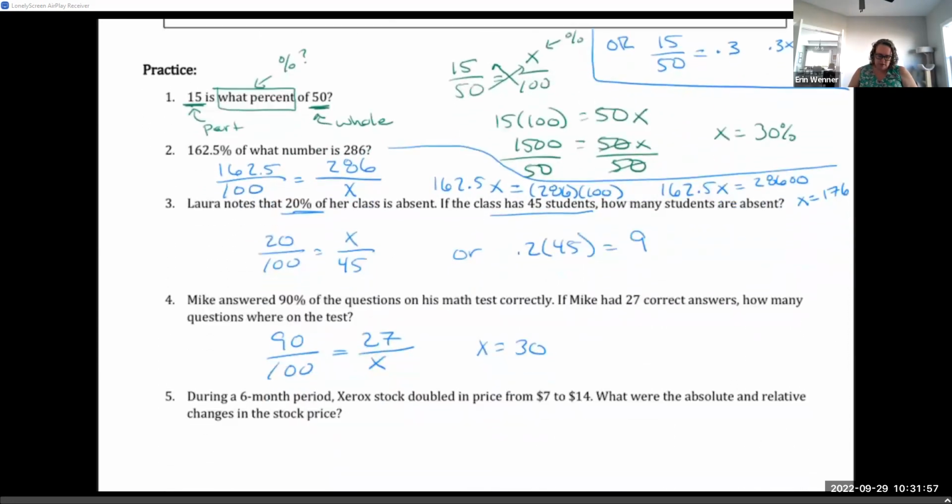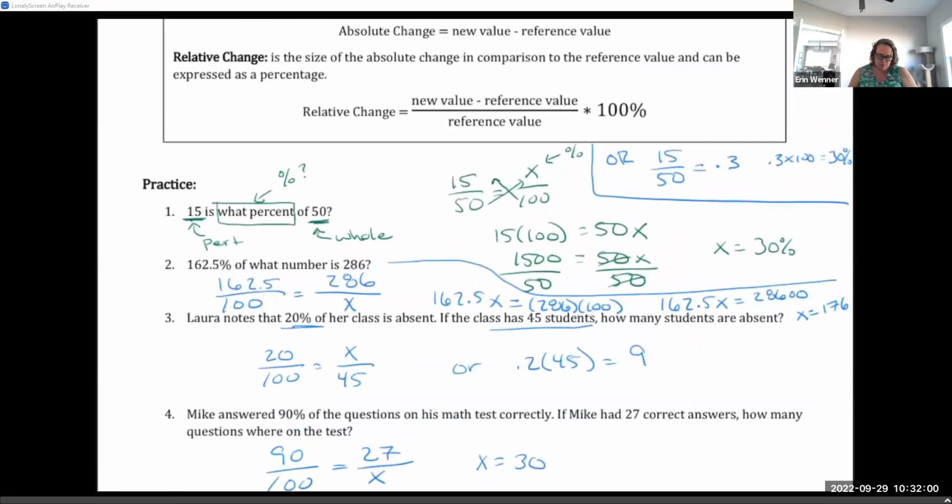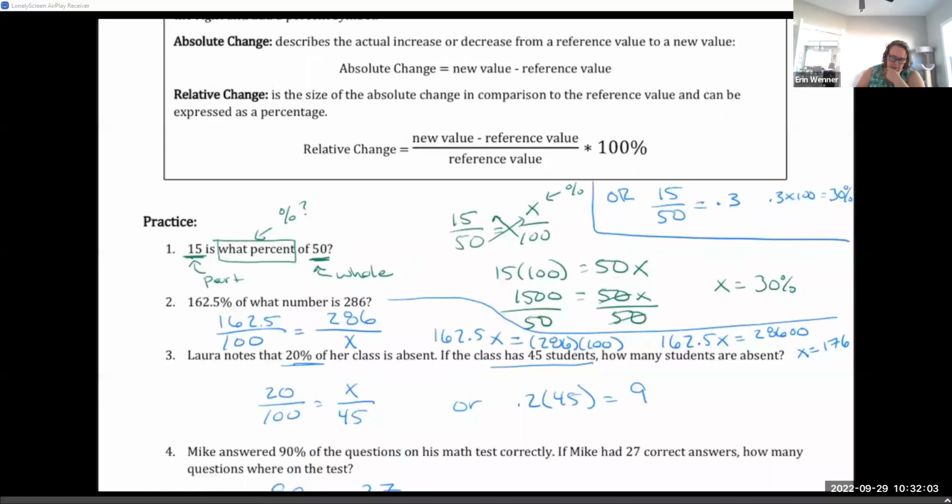Okay, so we're going to switch gears and talk about absolute and relative change. So if we look at our box here, absolute change describes the actual increase or decrease from a reference value to a new value. And when we mean reference value, I just want you to think starting value. Like, what did you start with? And then we have the new value, which would be like, what did you end with? And then you have the relative change, which is where you compare that change in the amount to the original amount. So again, when we think of the relative change, it's the new amount minus the old amount compared to the old amount, okay?